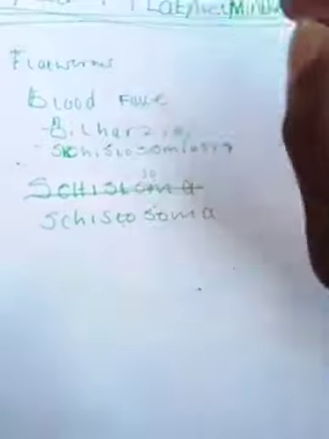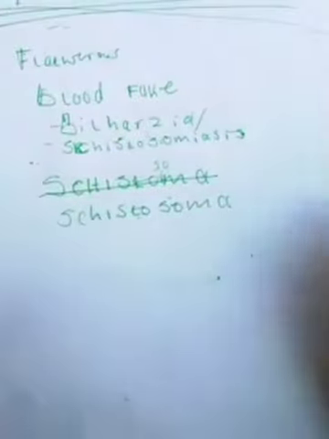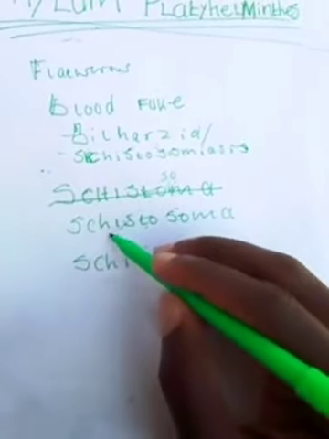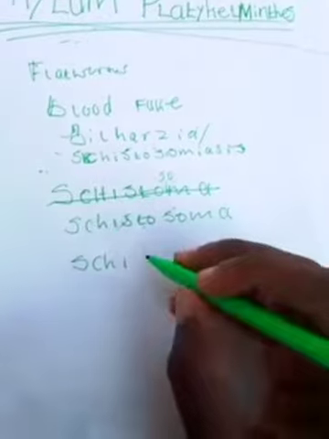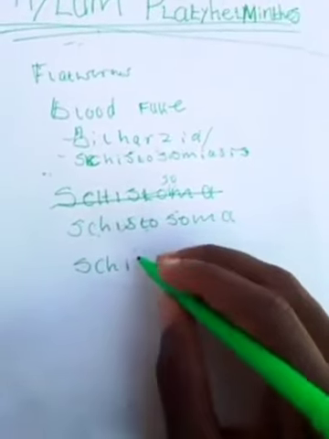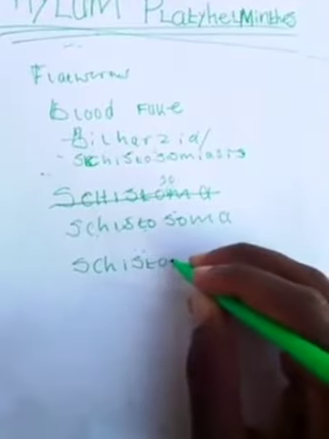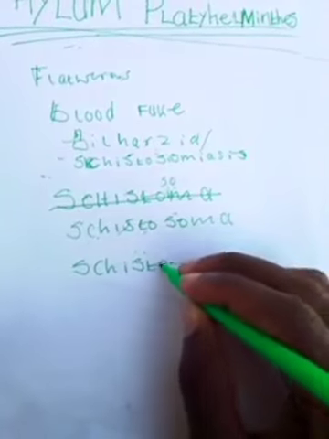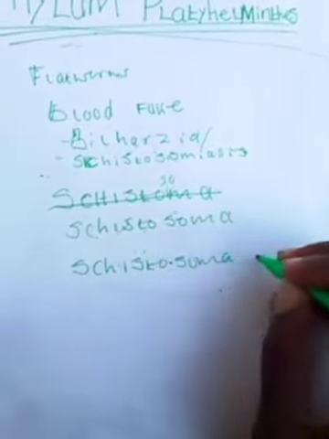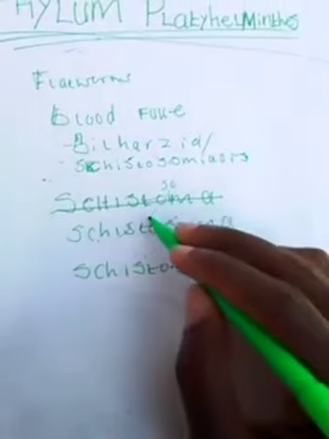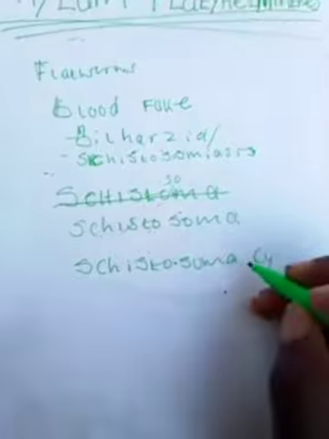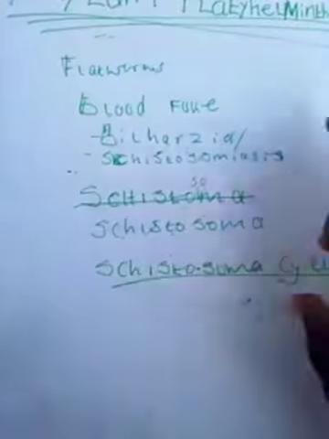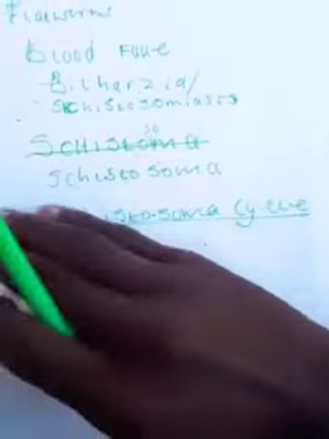Okay, so what they like asking here is they'll ask you to explain the cycle of Schistosoma. This is just how they pronounce it. I think the C becomes silent. So we have the Schistosoma cycle. Now, how does this cycle occur? They like asking about this.